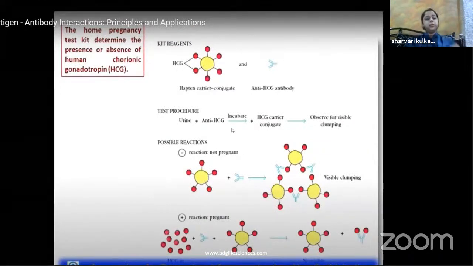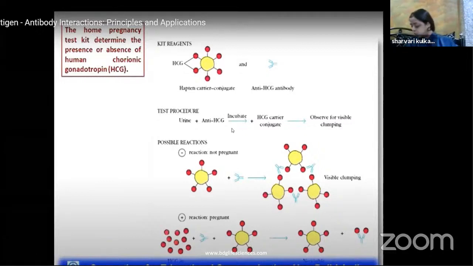This agglutination reaction is used in home pregnancy test kits. How is it used? The home pregnancy test kit contains hapten carrier conjugate and anti-HCG antibody. So this is the hapten carrier conjugate and this is the anti-HCG antibody.